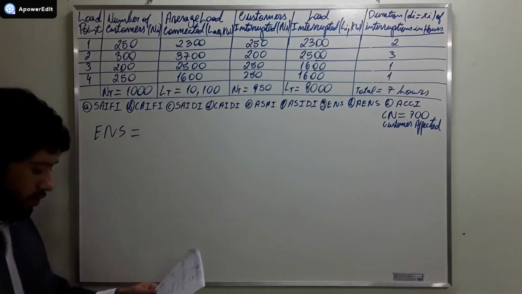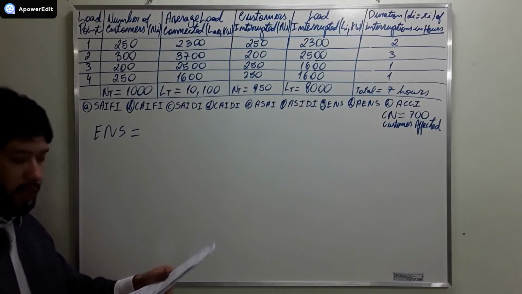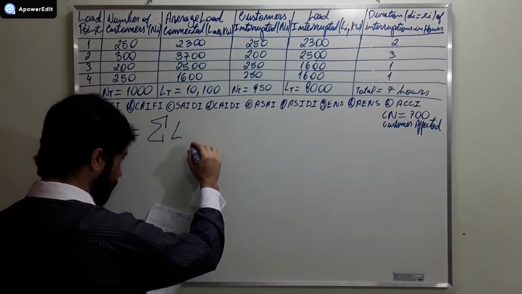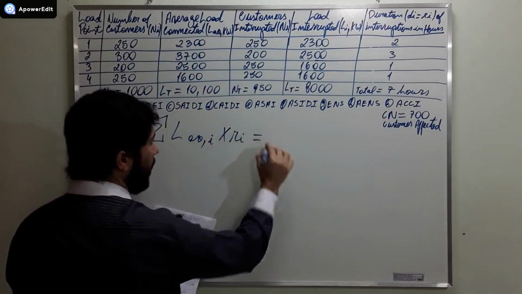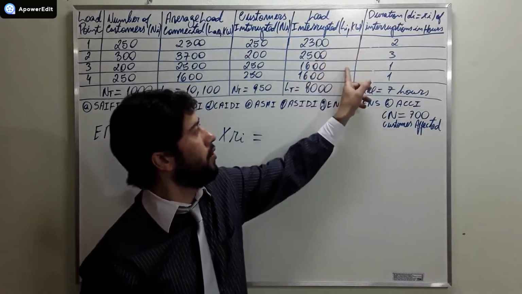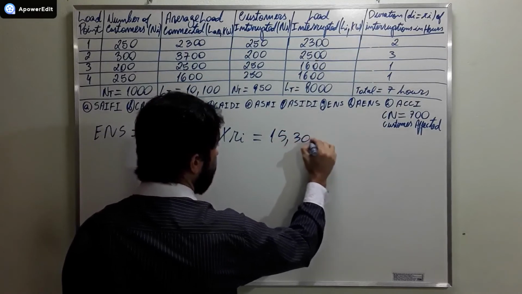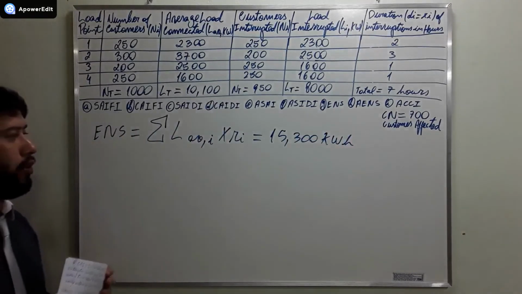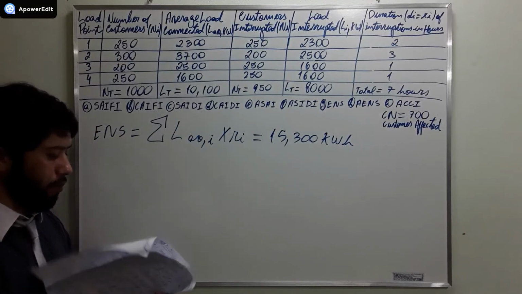The ENS is the energy not supplied index, and it represents the total energy not supplied by the system. Okay? It is going to be equal to the summation of the average individual loads times Ri. Ri is the duration. And then we do this, this, and this, and this, and then we find the value of 15,300 kilowatt hour, or 15.3 megawatt hour. Alright, very good people, very good.